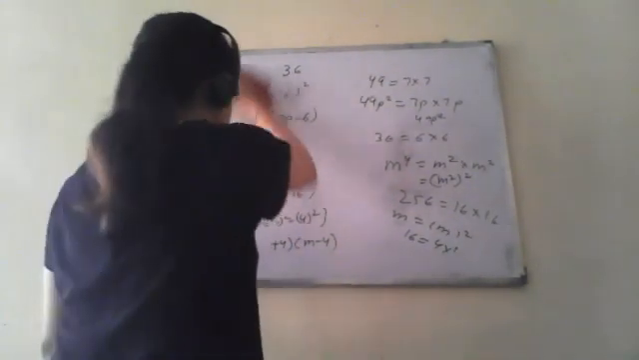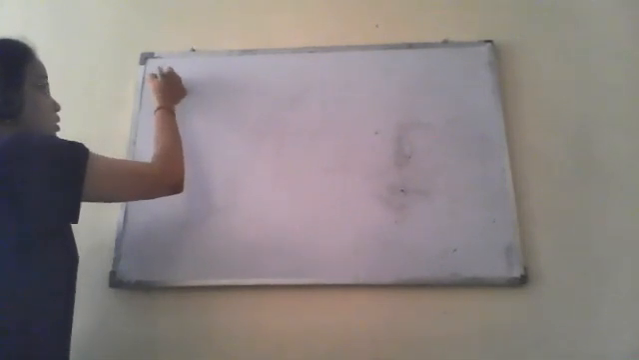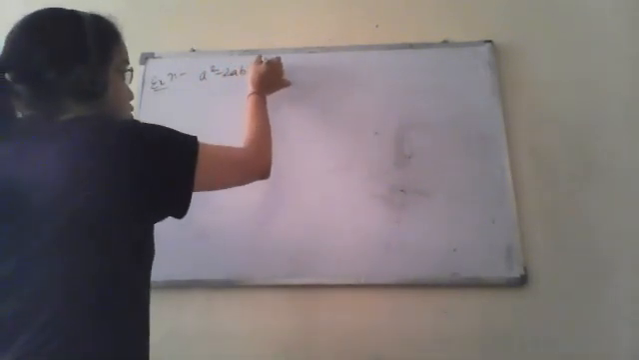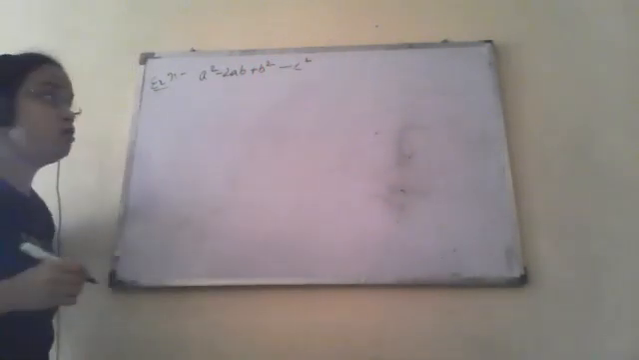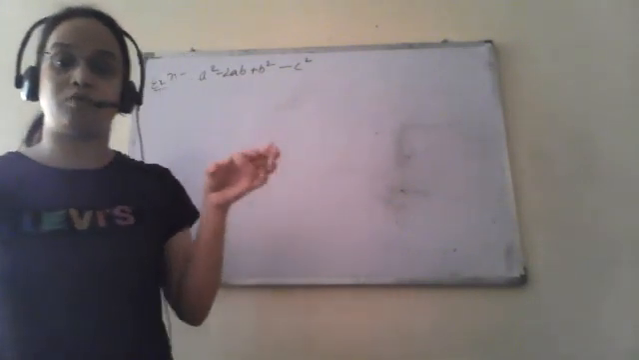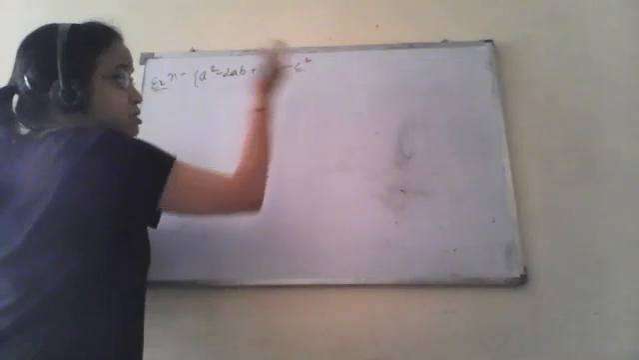Now example 7. What is example 7? Example 7 is a square minus 2ab plus b square minus c square. Now look, this is a type of regrouping where we have to rearrange and group some particular terms. Now we can take these three terms together and this term separately.